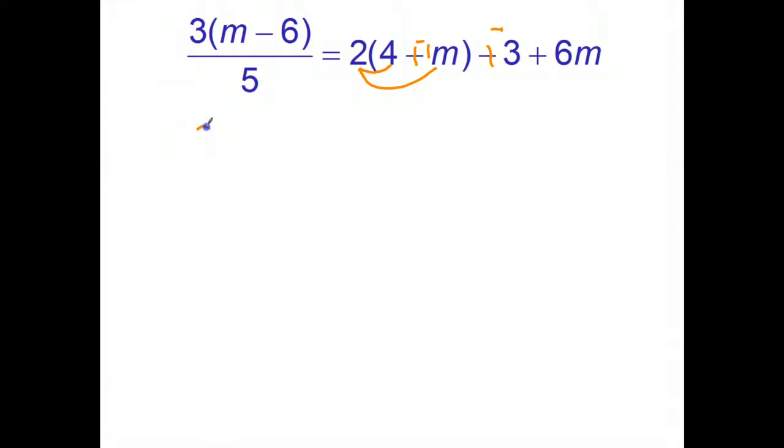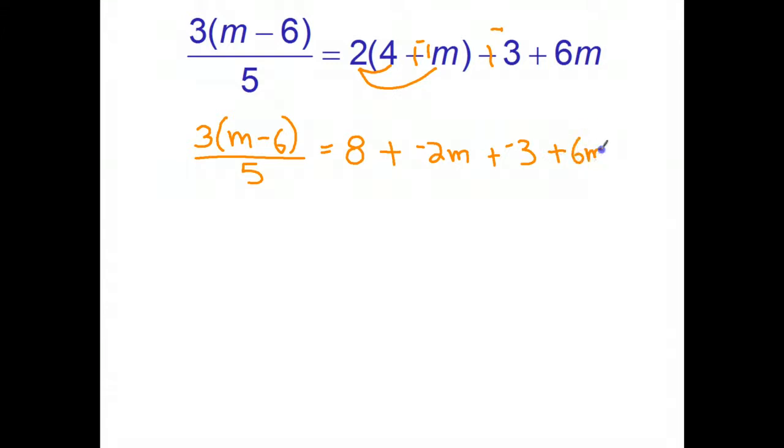So I'm going to copy what I have on the left of the equal sign. Equals 2 times 4 is 8, plus 2 times negative 1m is negative 2m, plus negative 3 plus 6m.